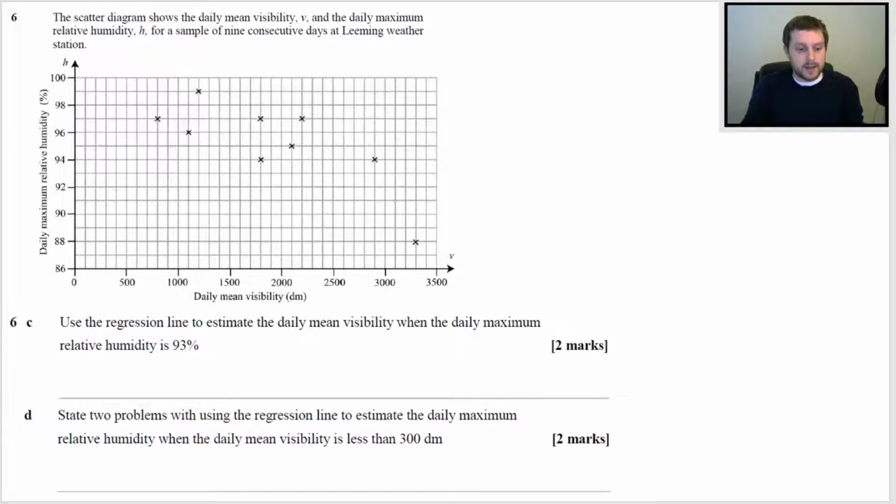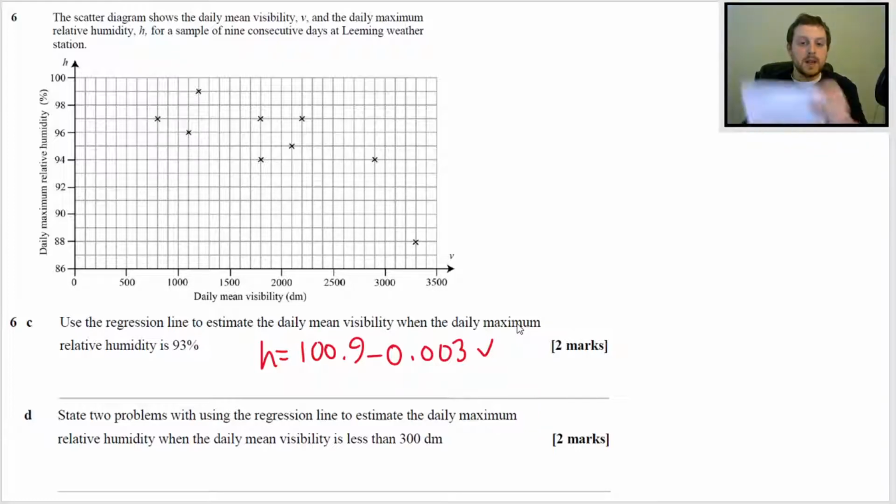Right, so what have we got here? H is 100.9 minus 0.003 V. You substitute V is what, 93, and you rearrange. Oh wait, no, I'm getting that the wrong way around. You substitute H is 93, and then you solve the equation. You should get V is 2633.3.